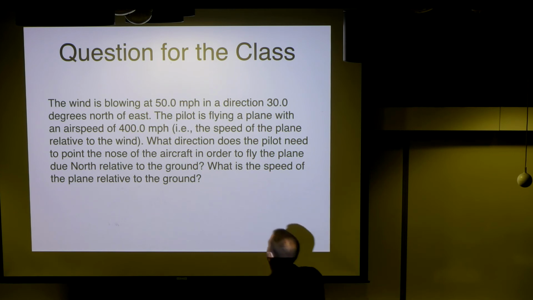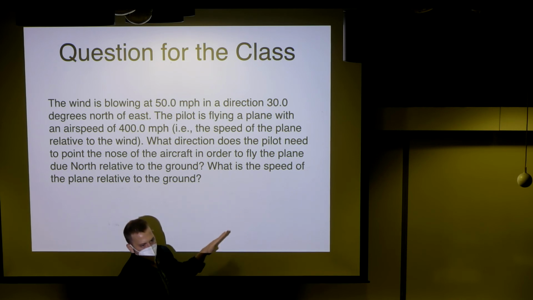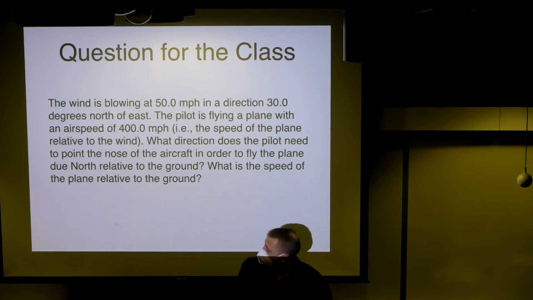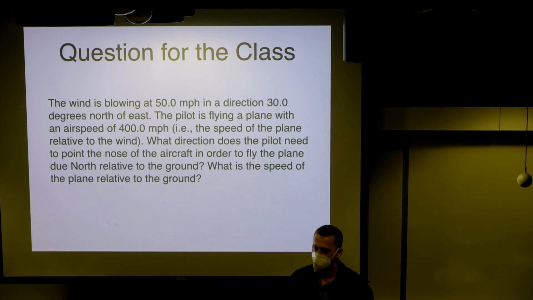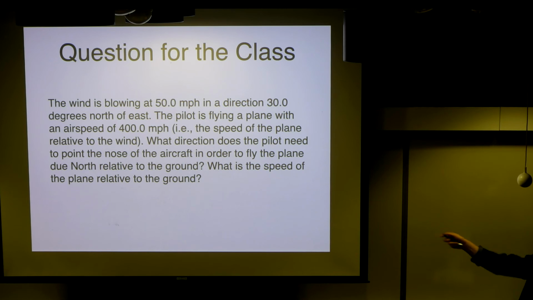Let's just kind of vaguely picture this. 30 degrees north of east. So if this is east, go 30 degrees north from there, and this is our wind velocity. So the plane has to fly into the wind a little bit, with its nose aiming into the wind, so that relative to the ground, we just move straight north. It's like we're fighting the wind. So we'll get the angle for that: what direction do we have to point the nose of the aircraft? And then, as a follow-up, what is the speed of the plane relative to the ground that results? Okay, so let's work this one out.